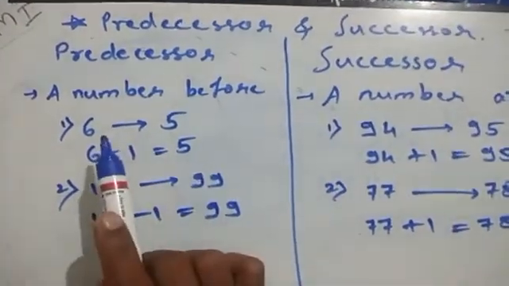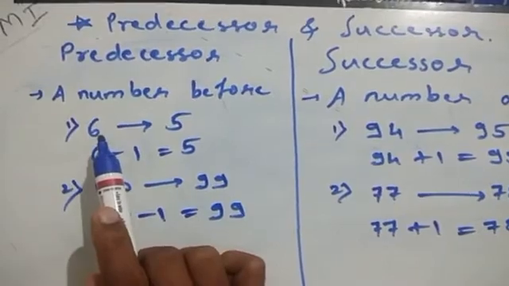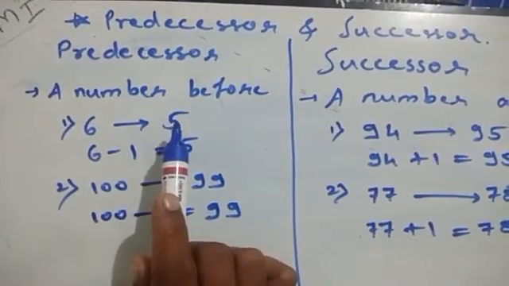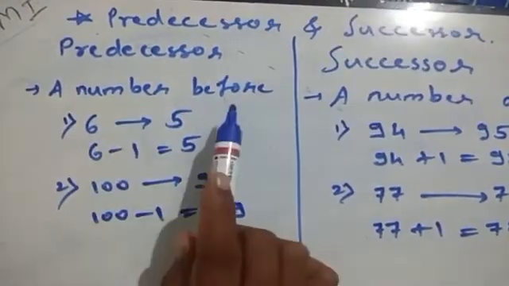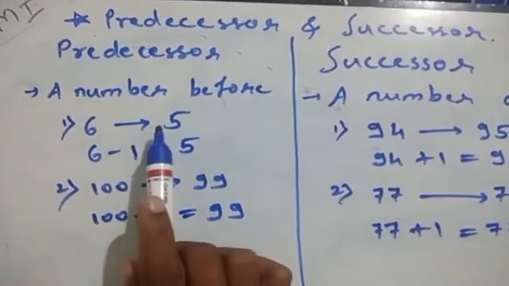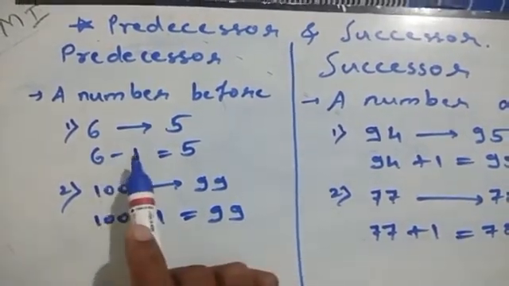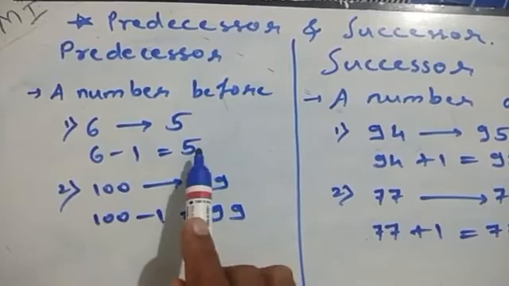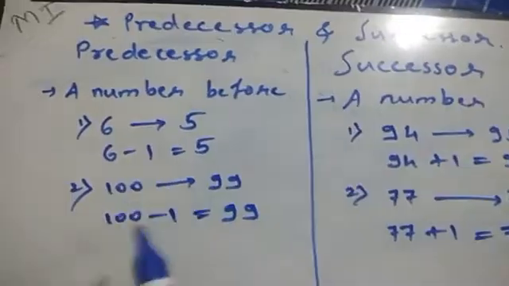See here, some examples are given. What is the predecessor of 6? The predecessor of 6 is 5, because we know that the number before is the predecessor. Okay, how to get that in another way? Subtract 1 from 6 to get the predecessor. 6 minus 1 is 5.